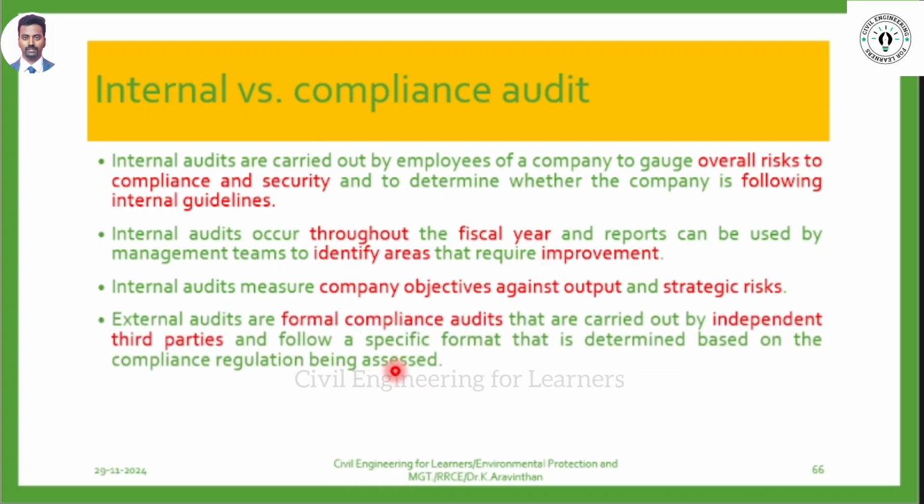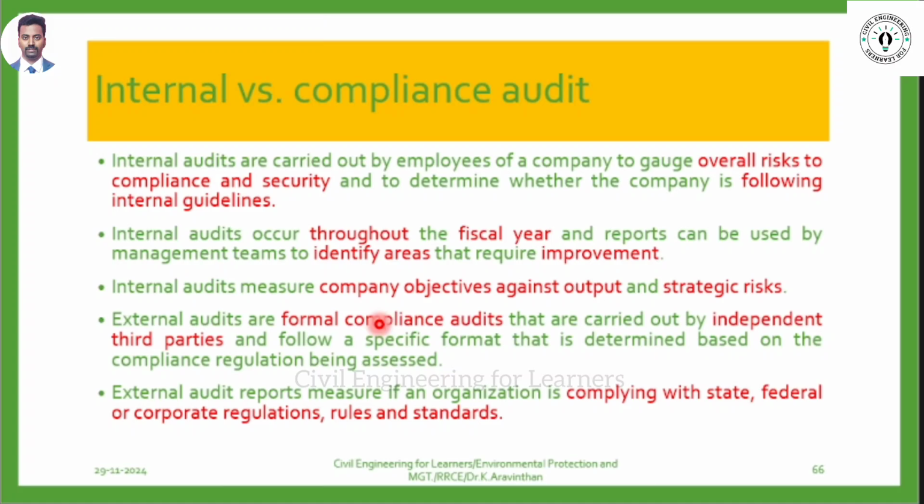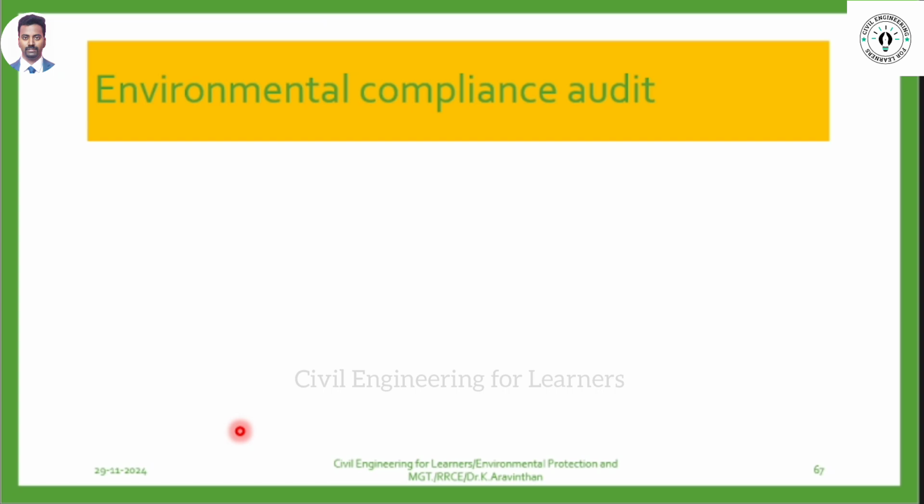What do you mean by external audit? By definition, it is a formal compliance audit that is independent and by a third party. The external audit is given by a third party, that means government or independent agencies. They might come from the state government or from the central government. In the US, what do they say instead of central government? They say federal. In India they say central government; in the US they say federal government. So they will check state and federal or corporate regulations, rules and standards.